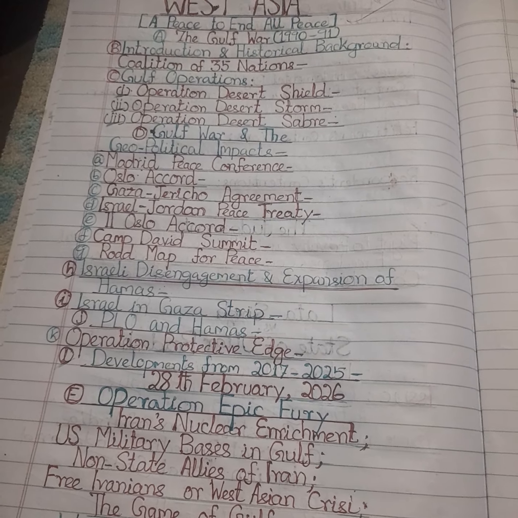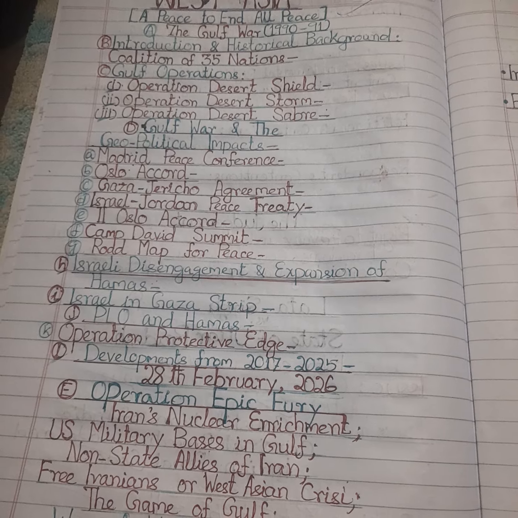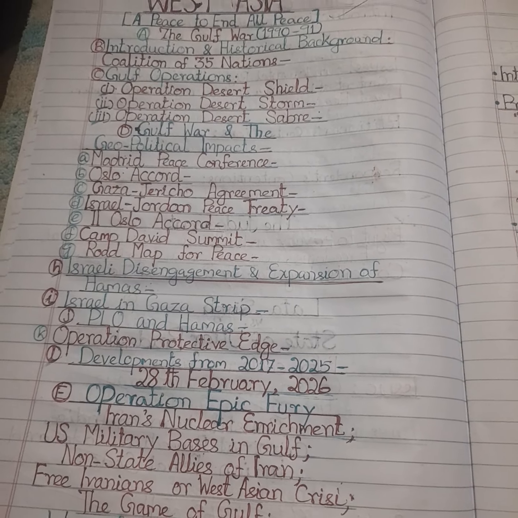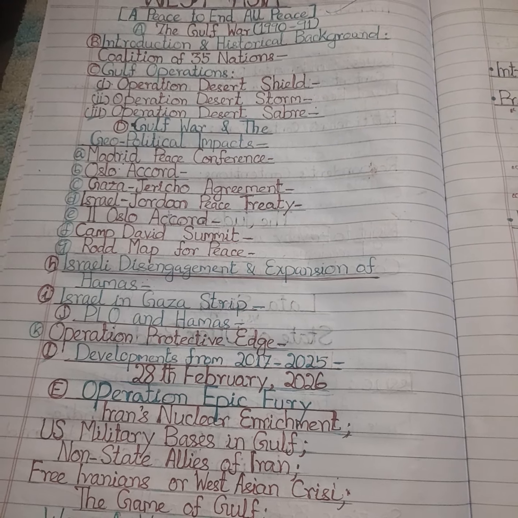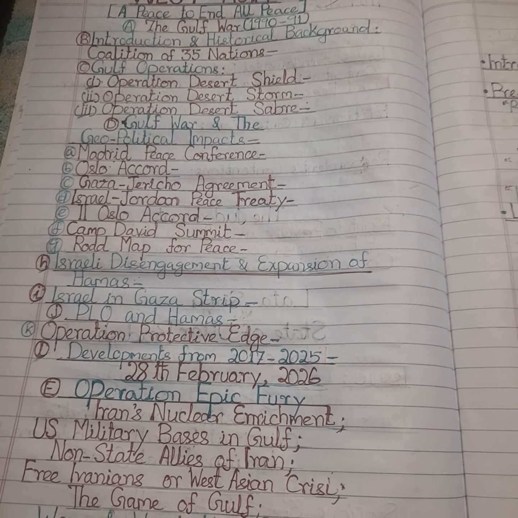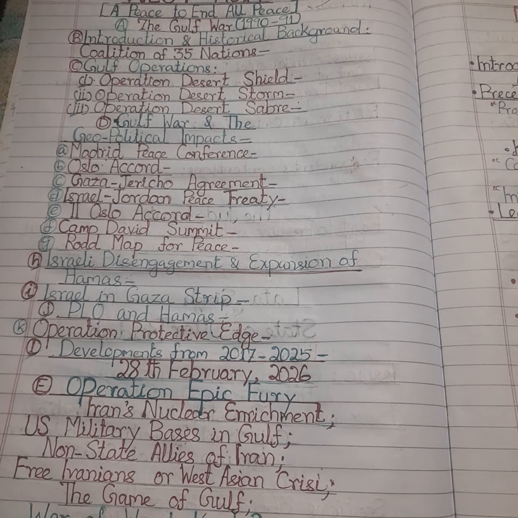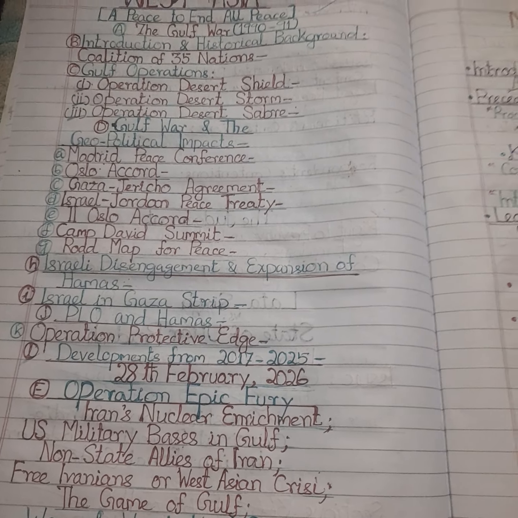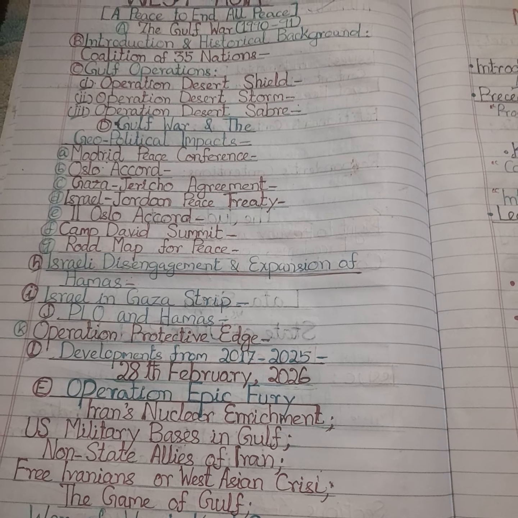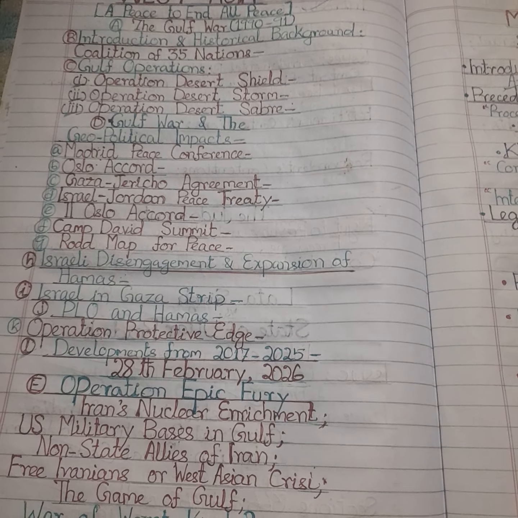The third operation is the 100-hour war, and this was the final ground offensive. It lasted only 100 hours, during which coalition forces executed a famous left hook maneuver, encircling Iraqi forces and forcing a rapid retreat from Kuwait City. The international contributions to the coalition included Operation Granby by the UK, Operation Daguet by France with specialized ground and air elements, and Operation Friction, which was Canada's naval and air support.